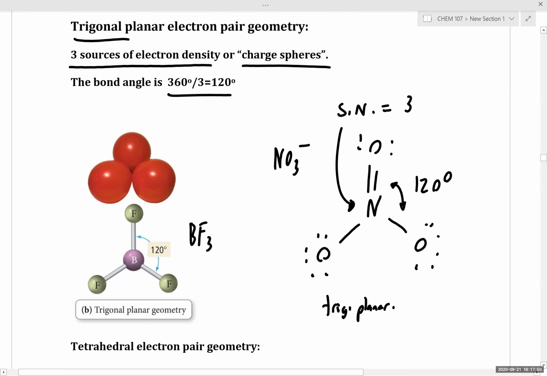Does that make sense to everyone? Does this idea make sense? Can you go over the SN equals three, where did you get that from again? The steric number just represents the number of bonded atoms. And how many bonded atoms do we have to nitrogen? Oh, three. Exactly right, exactly right.